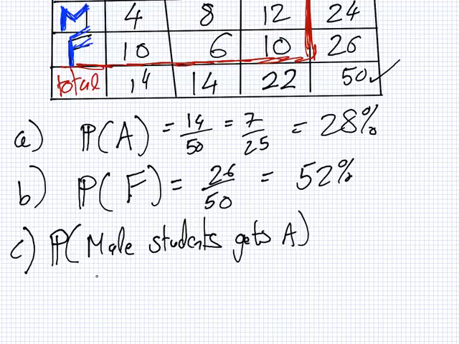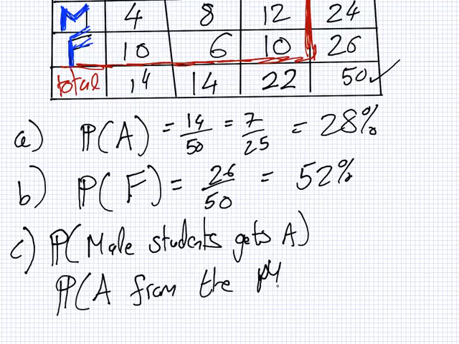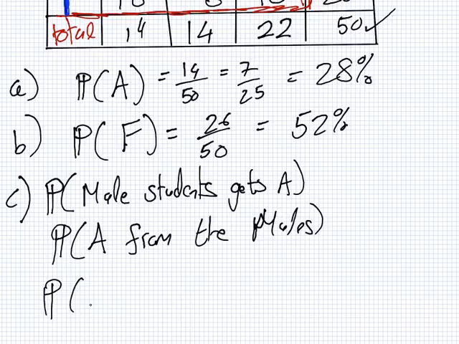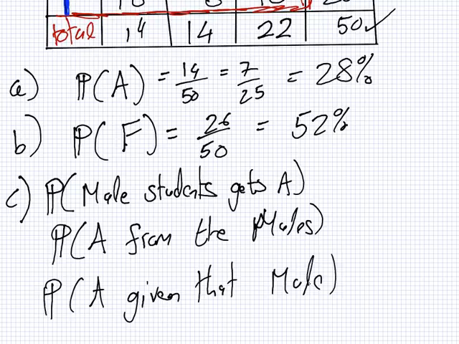Now, the other way to write this, I would rather write it like this, that it gets an A from the males. So again, you know it's a male student. Or another way to write it is probability of an A given that it's a male. So we're making the point here that you already know it's a male student. What's the probability to get an A?